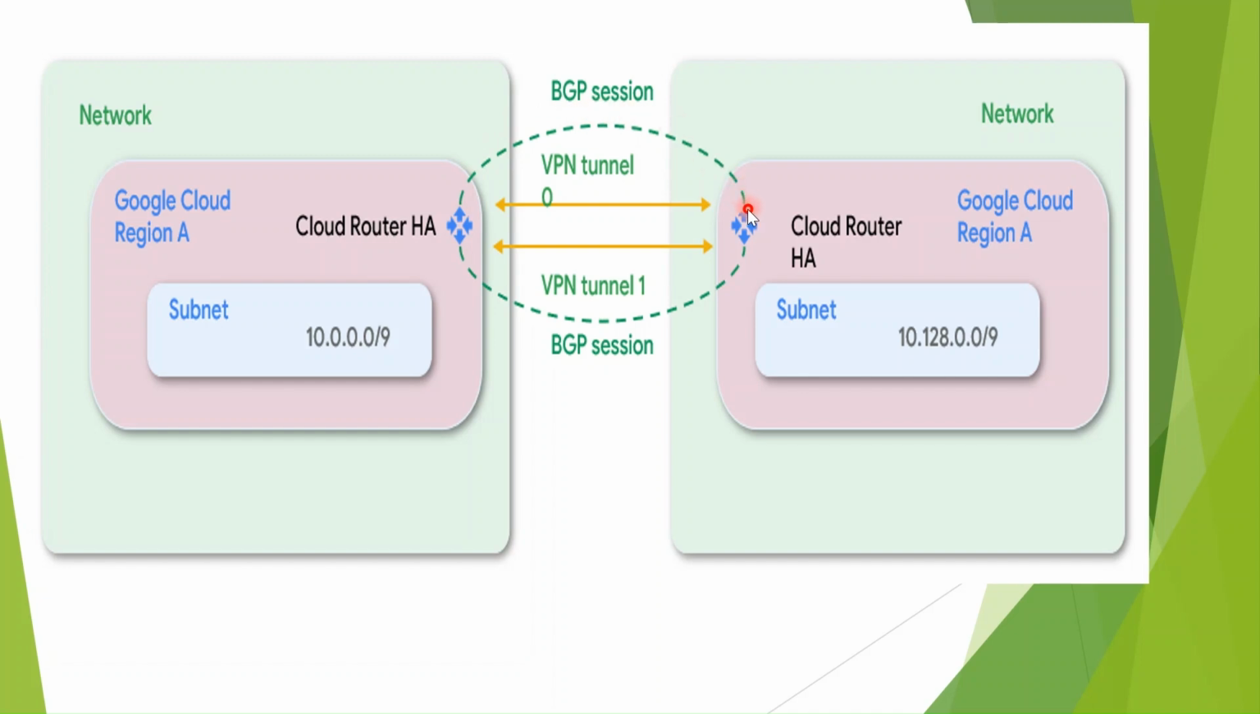In the BGP session, this Cloud Router will share all its routes to this router, and this router will share all its routes to this router. Routes mean it will tell you that if you want to reach this network, you have to come by the bridge, and here is the path to reach it. Like this, both will share all the routes and tell the specific path for how, after crossing the bridge, you can reach the specific destination. That's why we use a BGP session. The BGP session maintains all the routes from both sides.